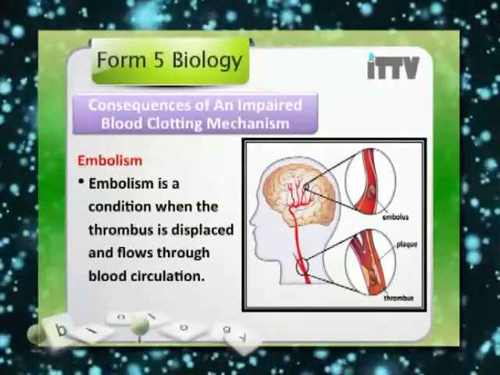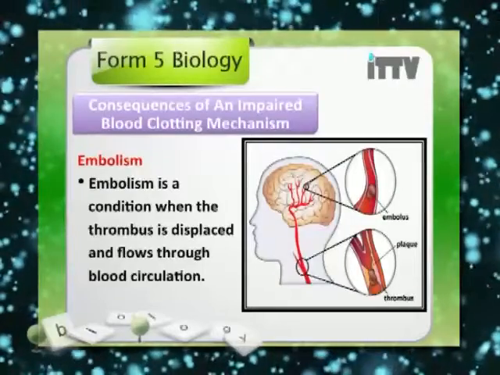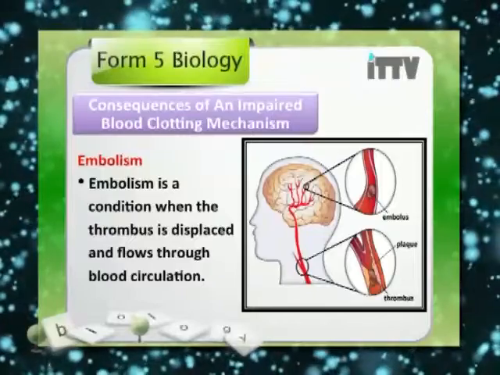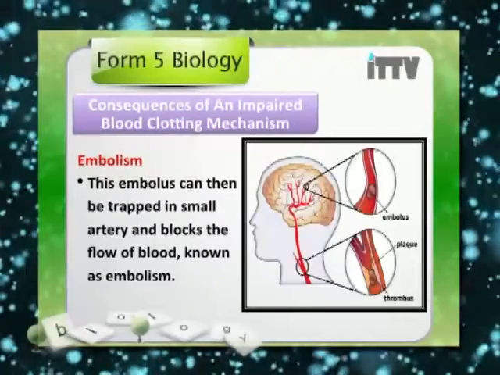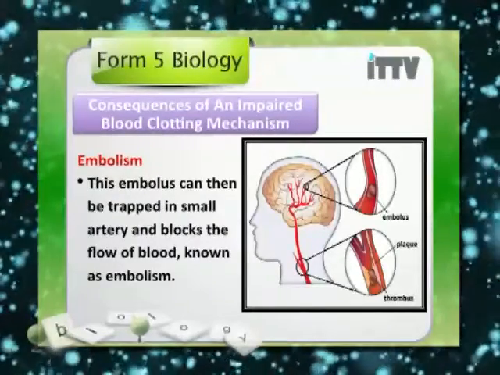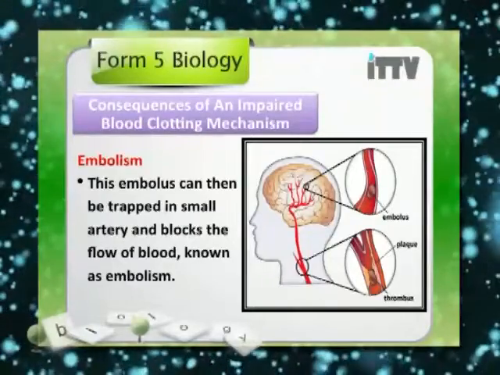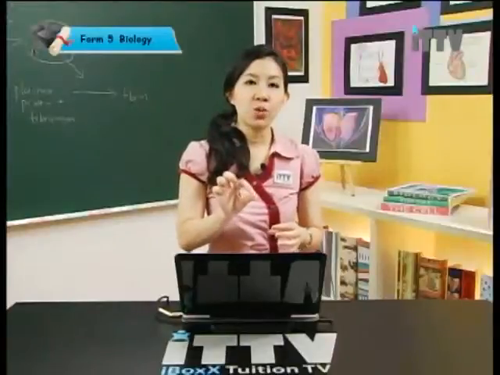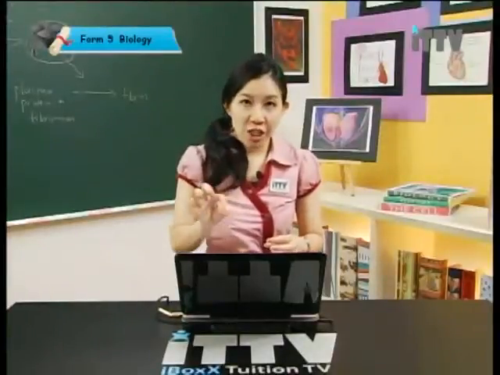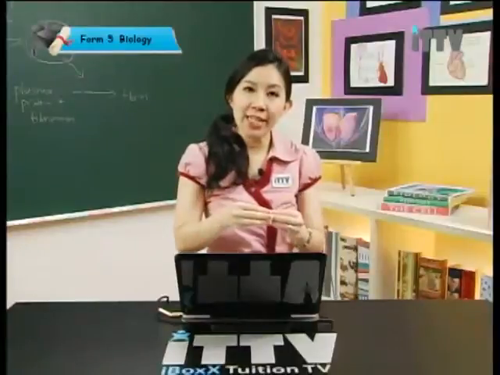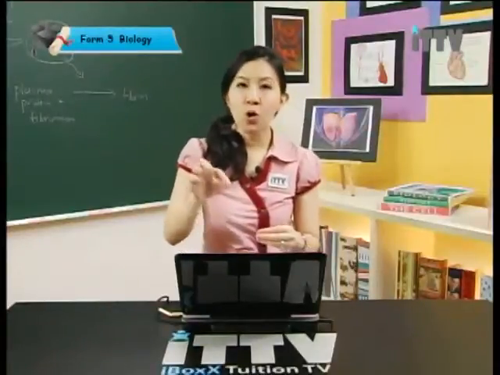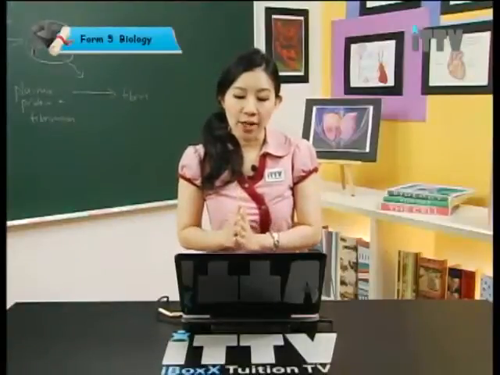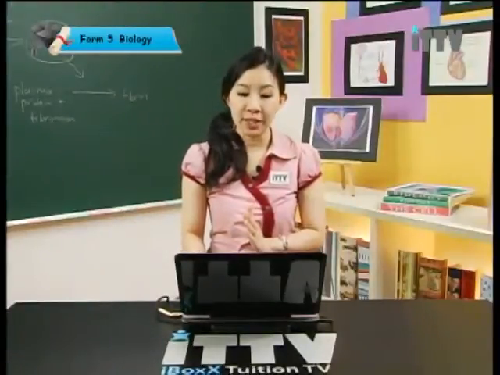Now, embolism is a condition when the thrombus is displaced and flows through the blood circulation. So this embolus can be trapped in small arteries and it blocks the flow of blood. So embolism is just a thrombus which actually detaches from the original place where it is formed, and it flows through the blood circulation, and it can easily be trapped in any small artery, hence blocking the flow of blood.